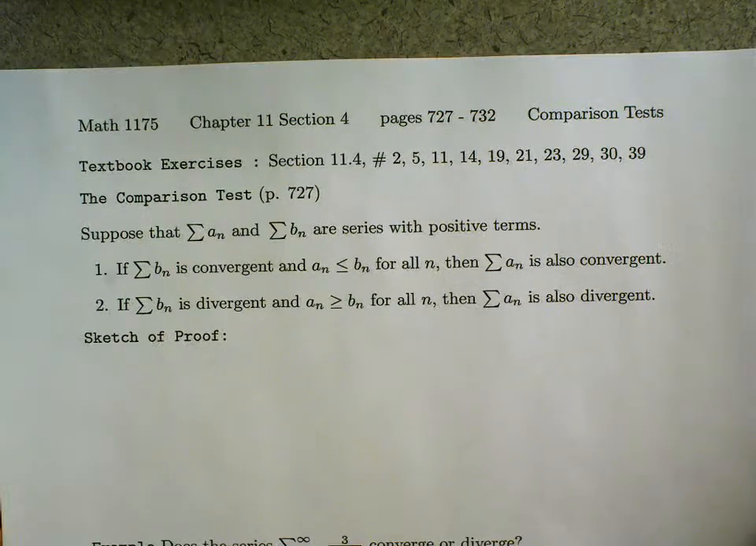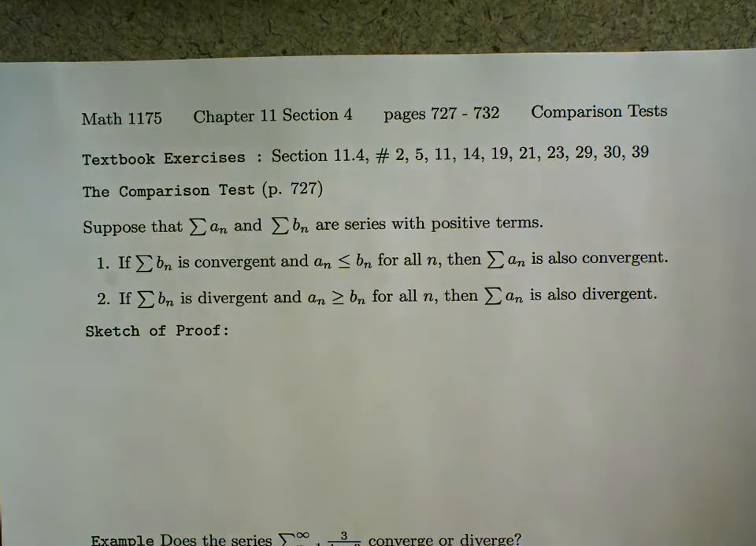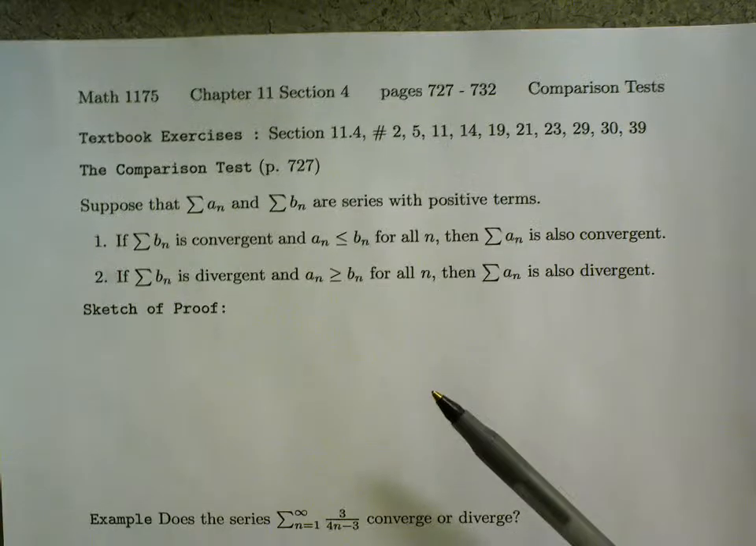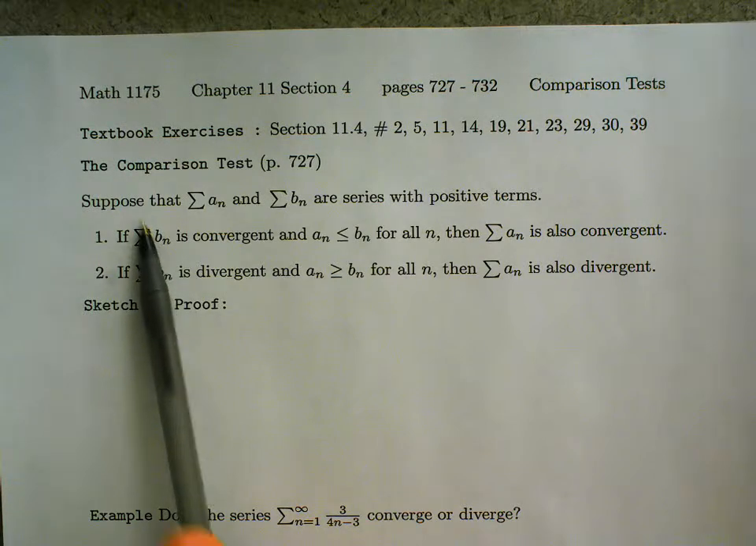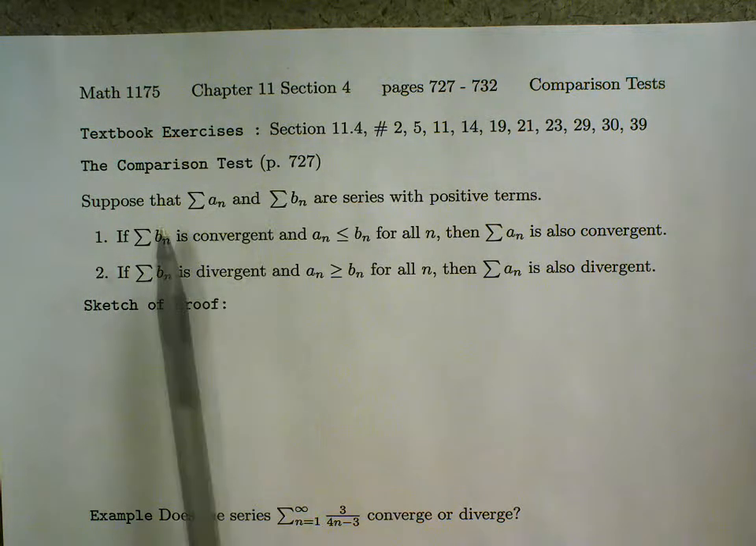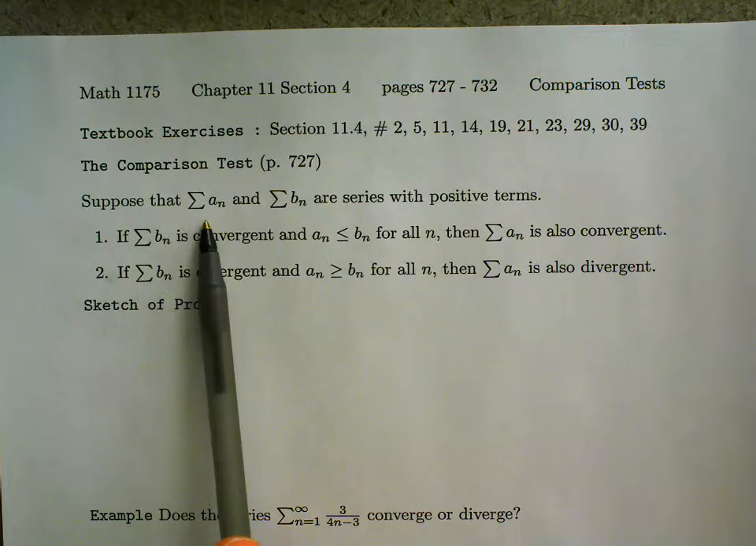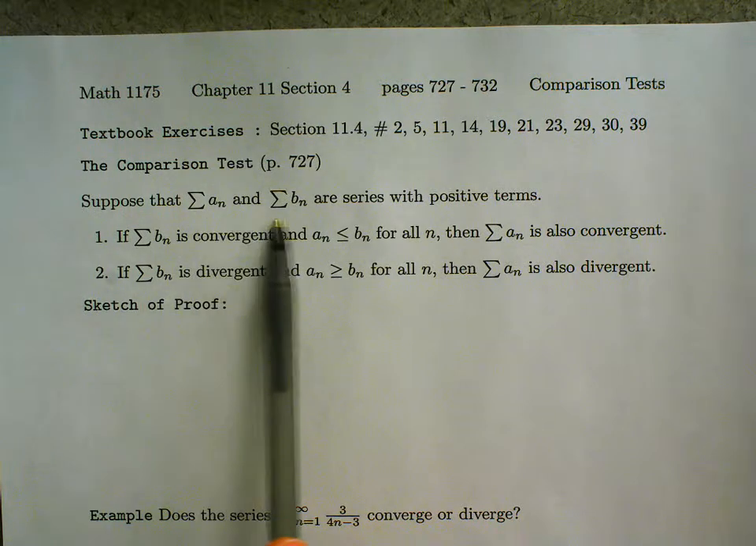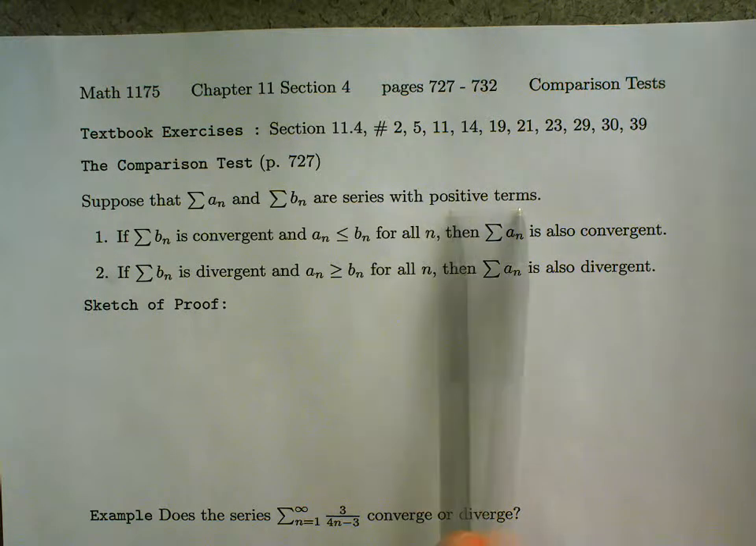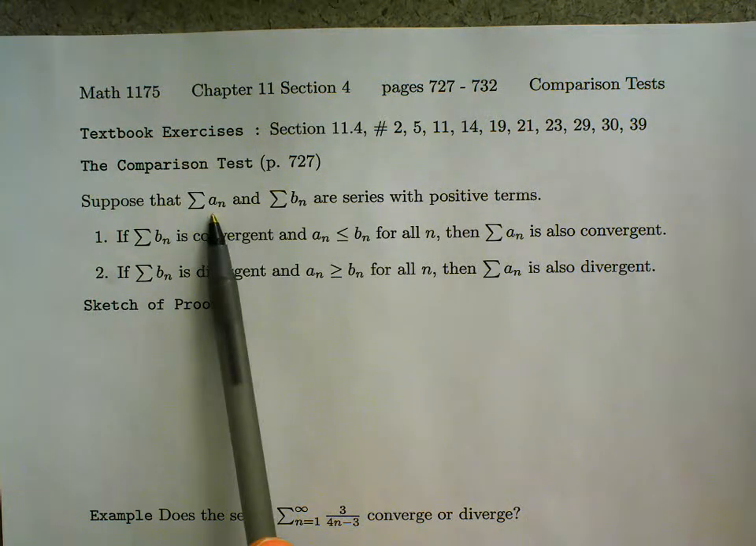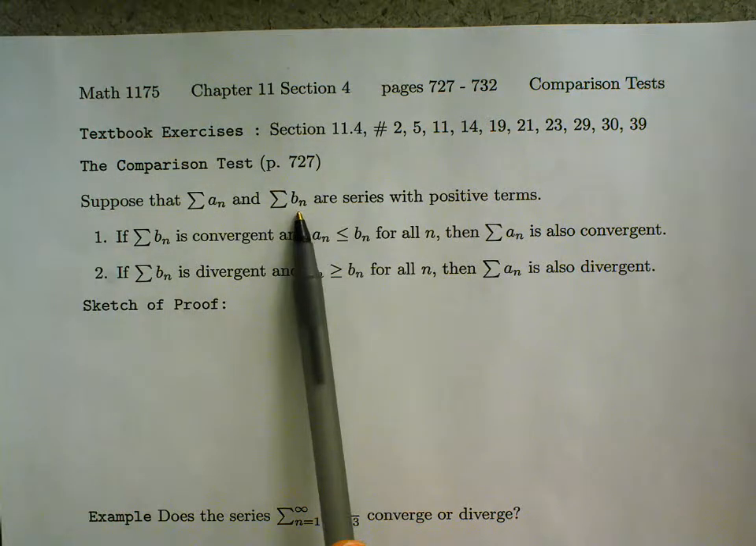This is the section on comparison tests for determining whether series are convergent or divergent. So make sure you note the setting for the comparison test. We have two series, the series of the a sub n terms and the series of the b sub n terms that are all positive. So all of the a values are positive and all of the b values are positive.